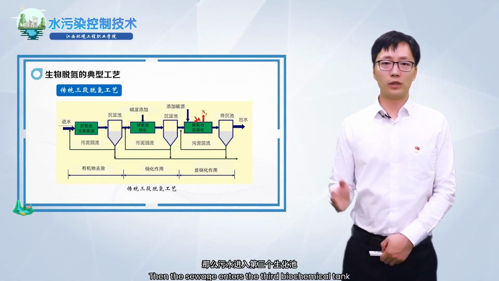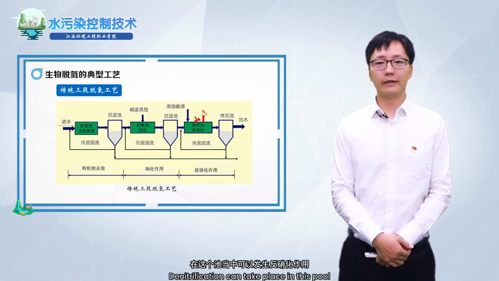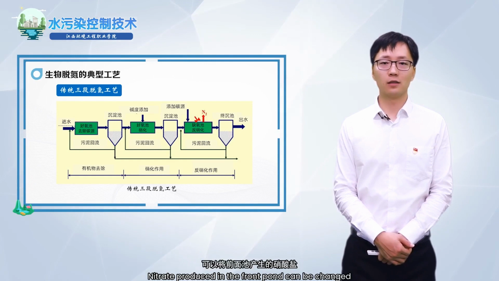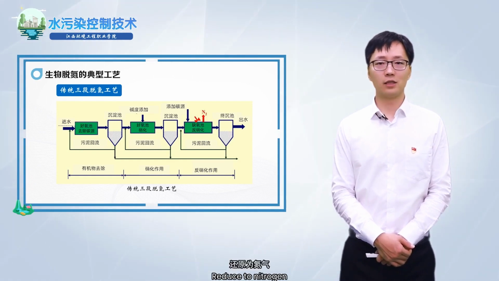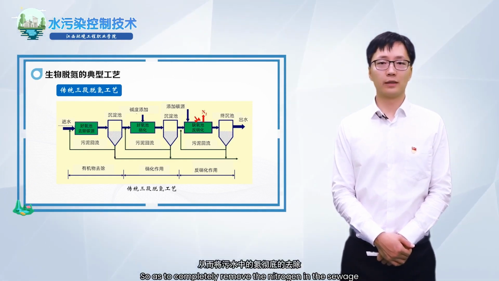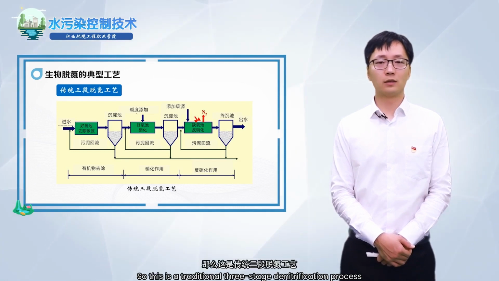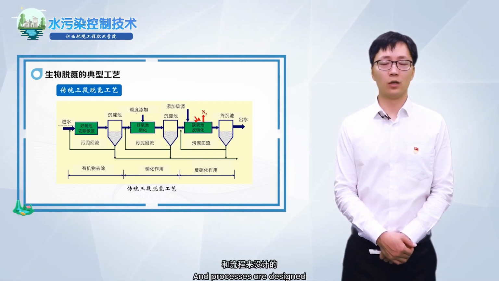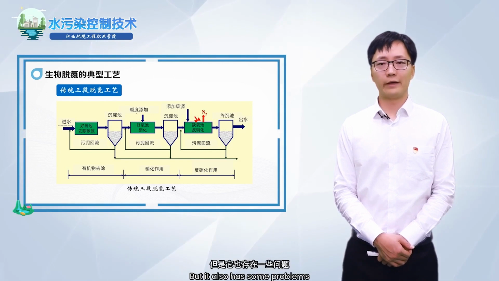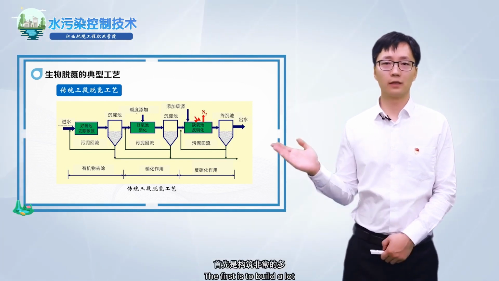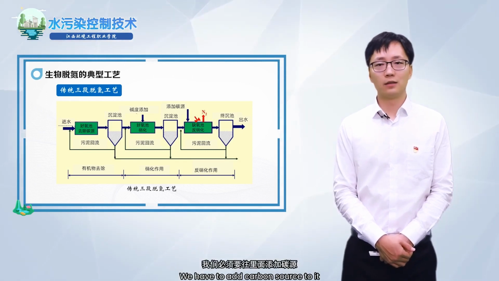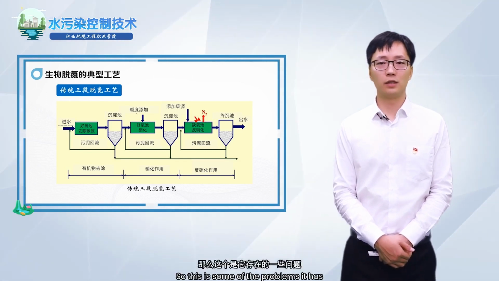Then the sewage enters the third biochemical tank. Denitrification can take place in this pool. Nitrate produced in the previous pond can be reduced to nitrogen, so as to completely remove the nitrogen in the sewage. So this is the traditional 3-stage denitrification process. It is based on the basic principle of nitrogen removal, but it also has some problems. The first is that it requires a lot of construction. The second, as can be seen in the third pool, is that we have to add a carbon source to it. These are some of the problems it has.